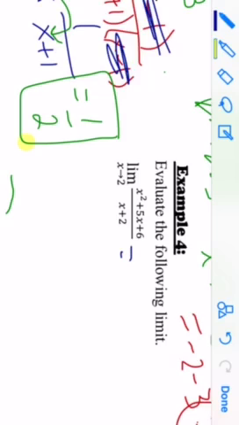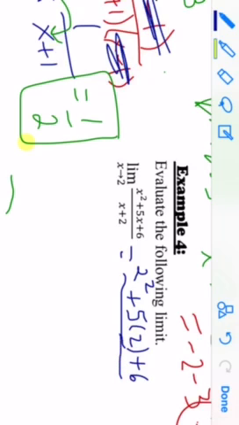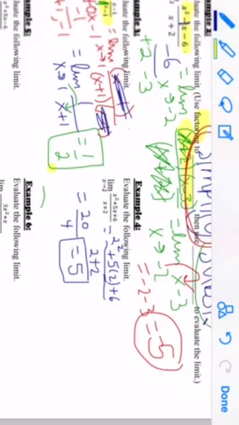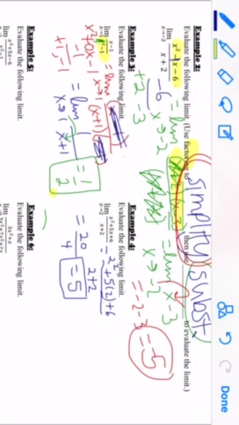All right, so since we're not dividing by 0, breaking any rules of math, we can just plug them in. So that'd be 2 squared plus 5 times 2 plus 6 all over 2 plus 2. Okay, so that'll be 4 plus 10 plus 6, 20 all over 4. And that gives you 5. Okay? So that's kind of a difference between when you do have to factor and when you don't. You do have to factor when you're dividing by 0.